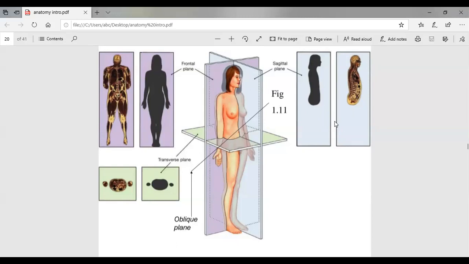And the last plane, the horizontal one, is the transverse plane. It cuts your body from the midline, but it is horizontal in position. So this is the transverse plane. Sagittal and frontal are vertical planes, and the transverse plane is horizontal in direction. Let's go ahead.